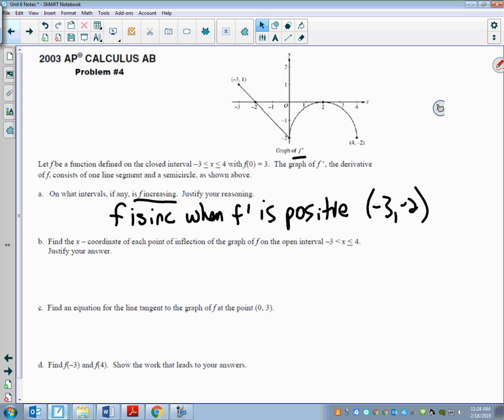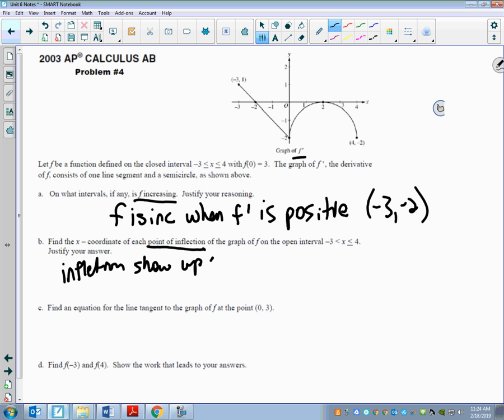Part B says find the x-coordinate of each point of inflection on the graph. Justify your answer. So what do we know about points of inflection? On the derivative graph, points of inflection show up as max or mins, right? So I'm going to say inflection points show up as relative max or mins on f prime, or I could say inflection points are where f prime changes from positive to negative or negative to positive.